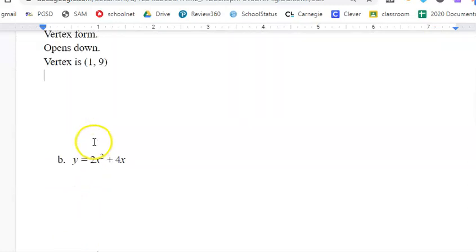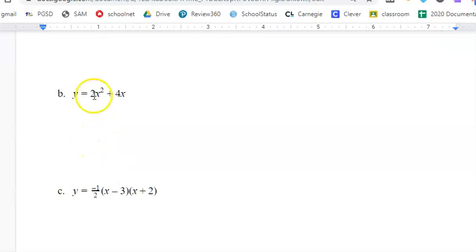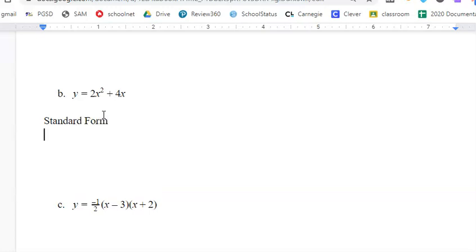All right, so the next one, let's see. This time we do not have the binomial squared. We just have an x squared. So this one would be in standard form. It doesn't have a value for c showing. That means the c value is 0. So what can you see in standard form?